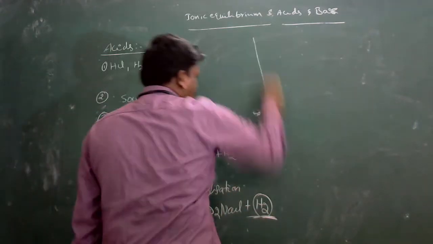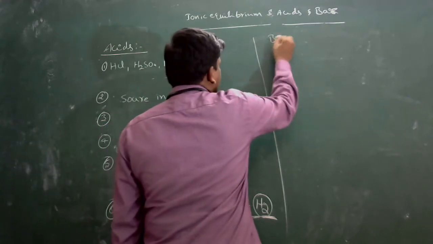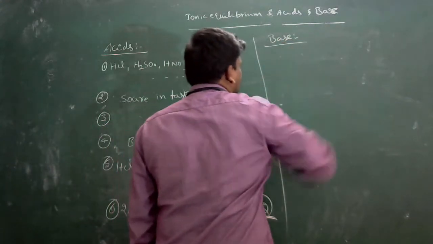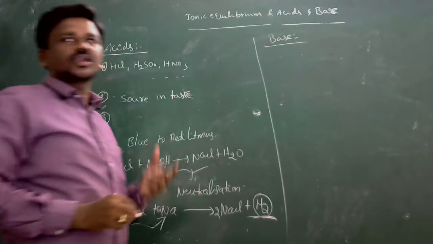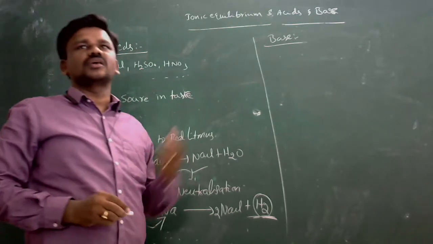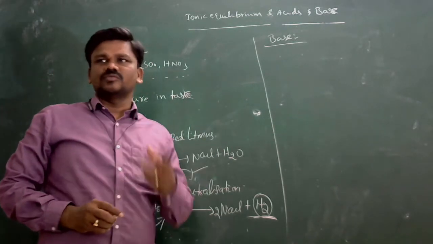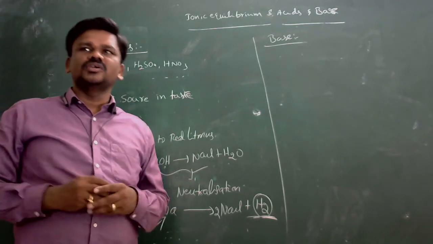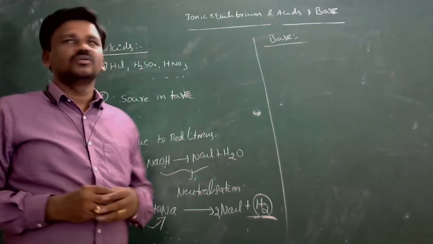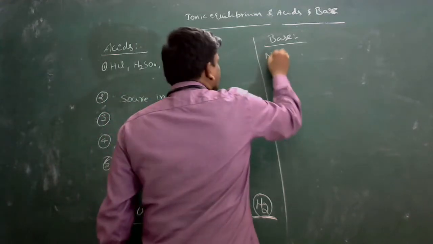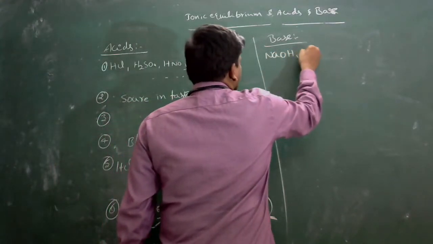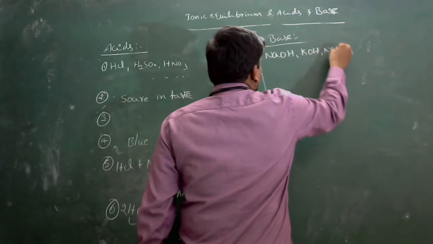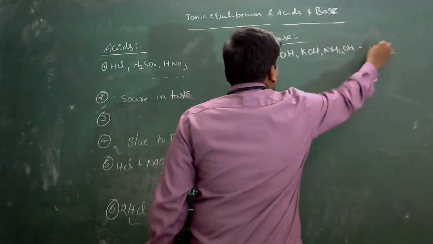And similarly, another word, base. Here also, how do we identify whether the given compound or molecule is a base? First of all, a base must contain at least one OH group. For example, NaOH, KOH, NH4OH and so on.